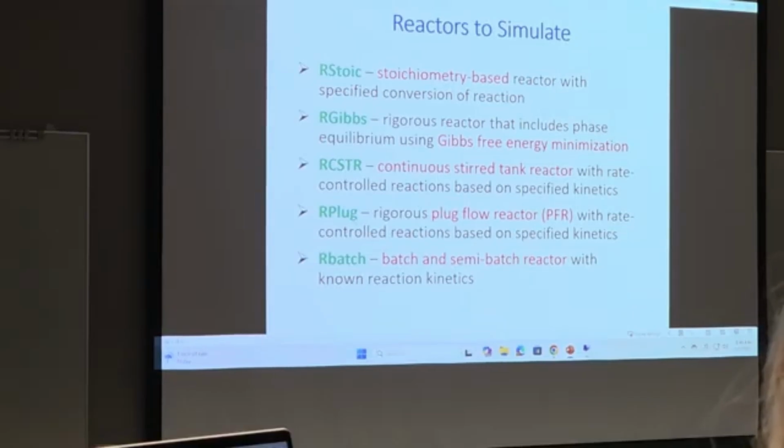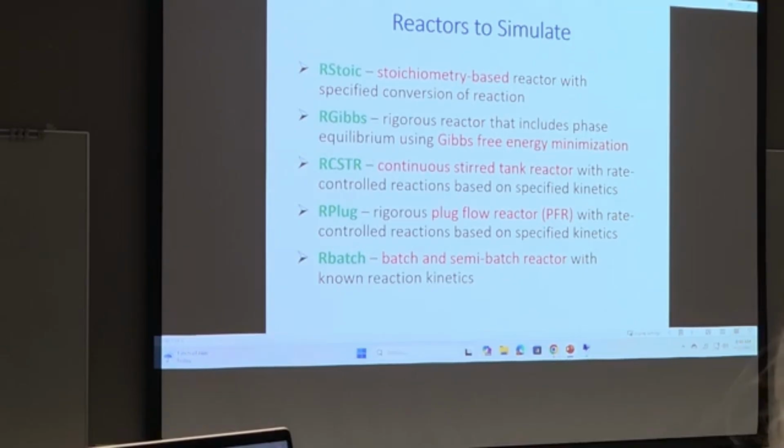RPlug, the plug flow reactor, okay? The rigorous plug flow reactor is a rate controlled reaction based on specified kinetics. And our batch reactor, the batch and semi-batch reactor, is for known reaction kinetics. So we will look at these 5 different reactors today: the stoichiometric based reactor, Gibbs reactor, CSTR reactor, plug flow reactor, and batch reactor.